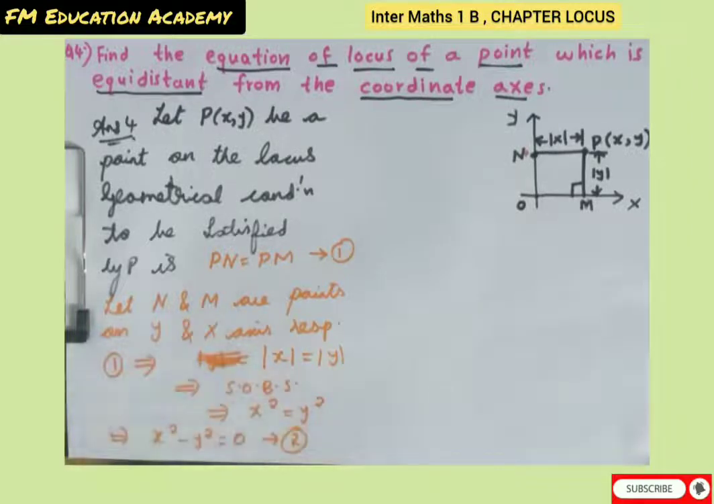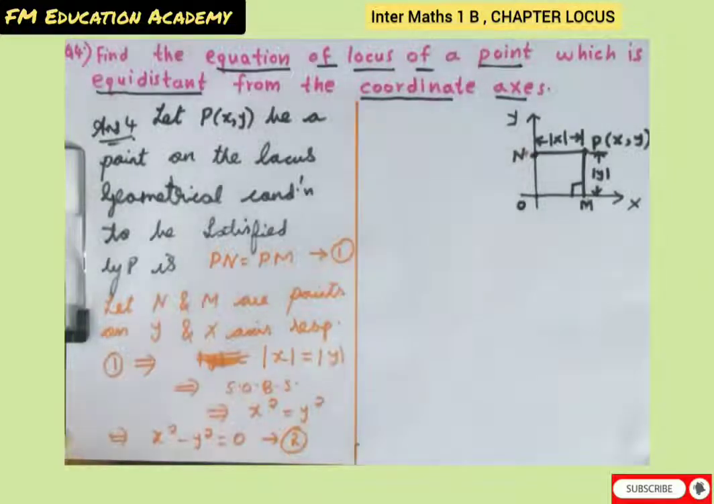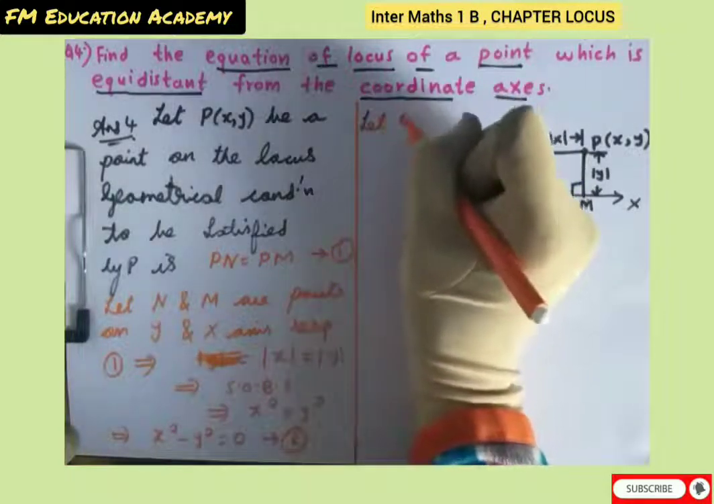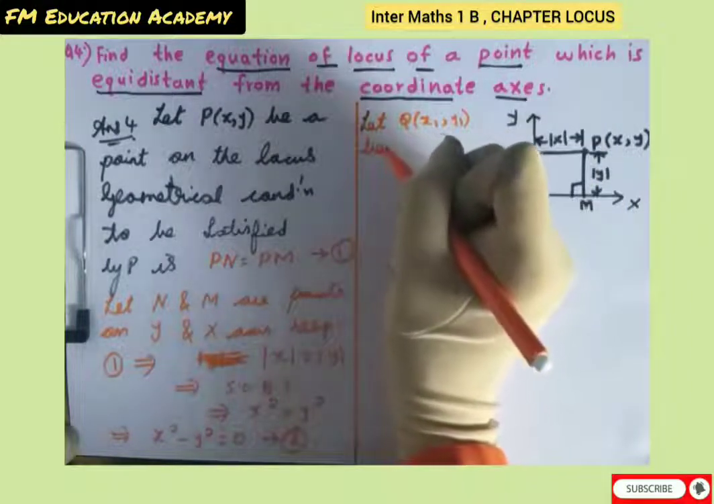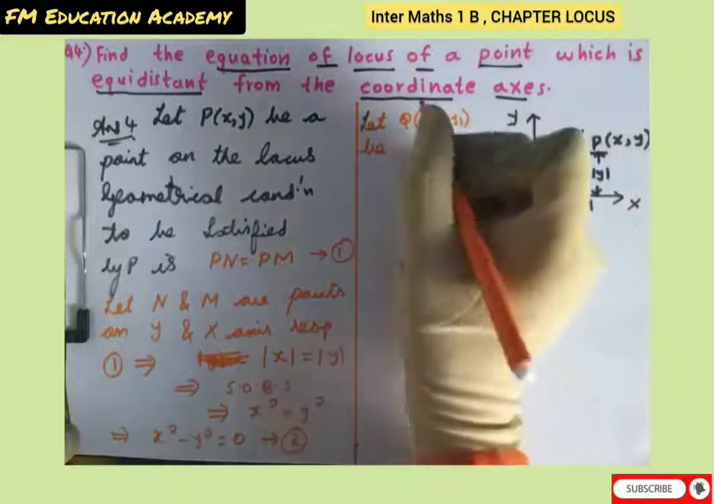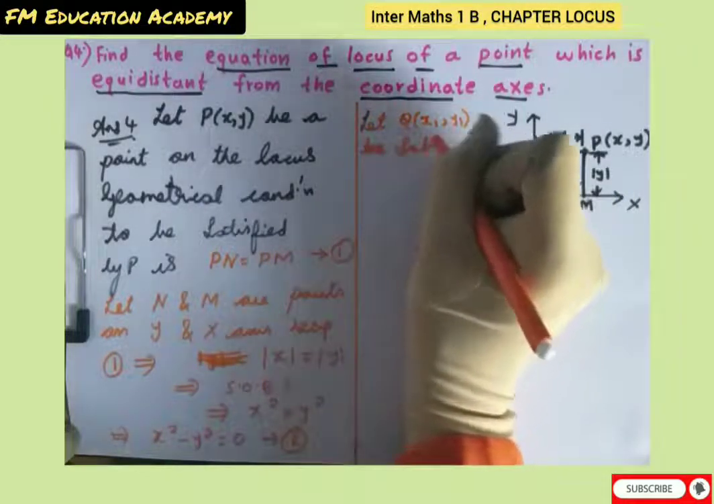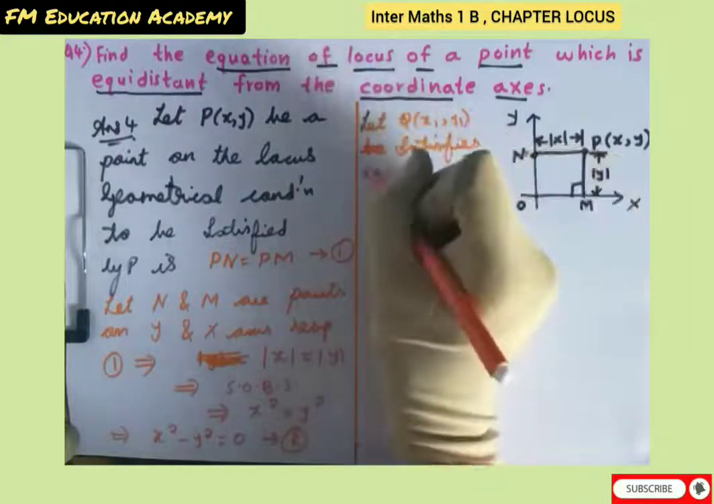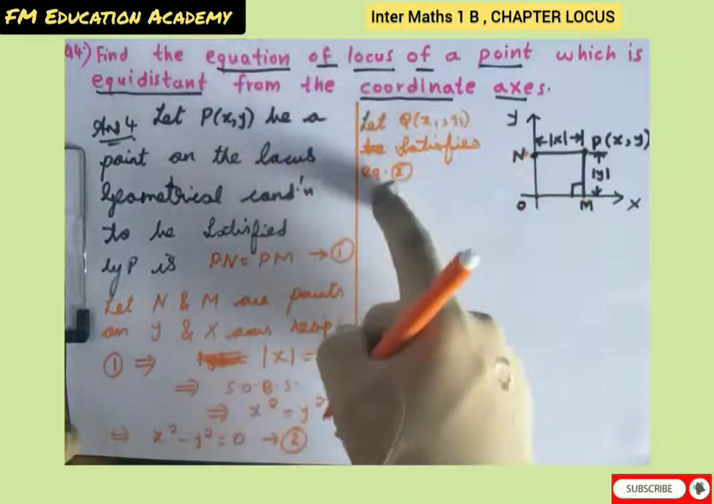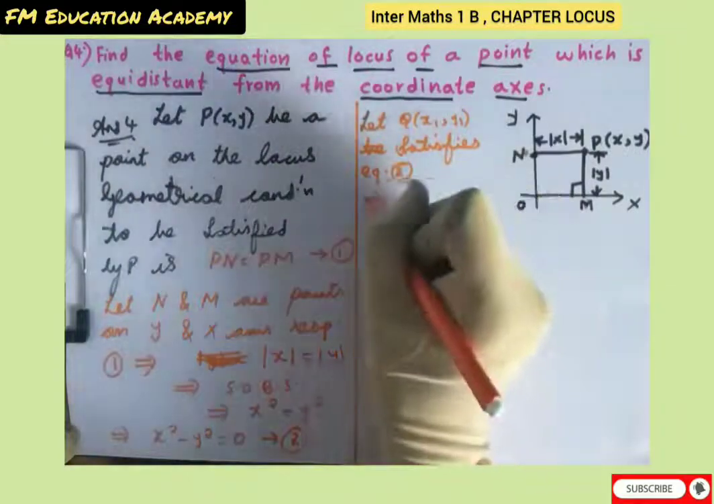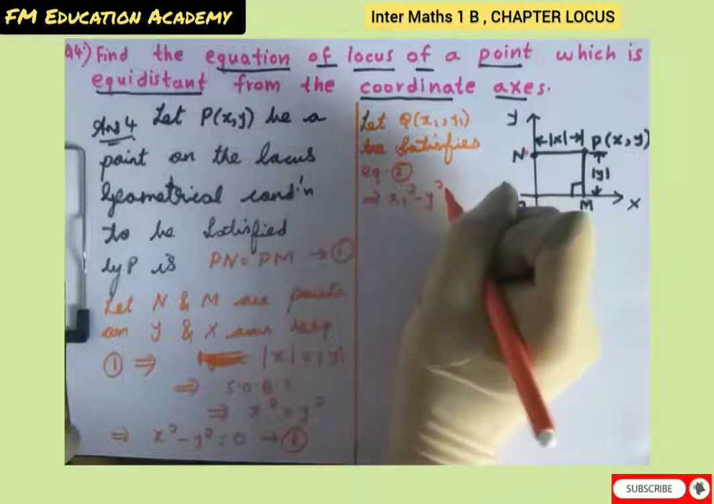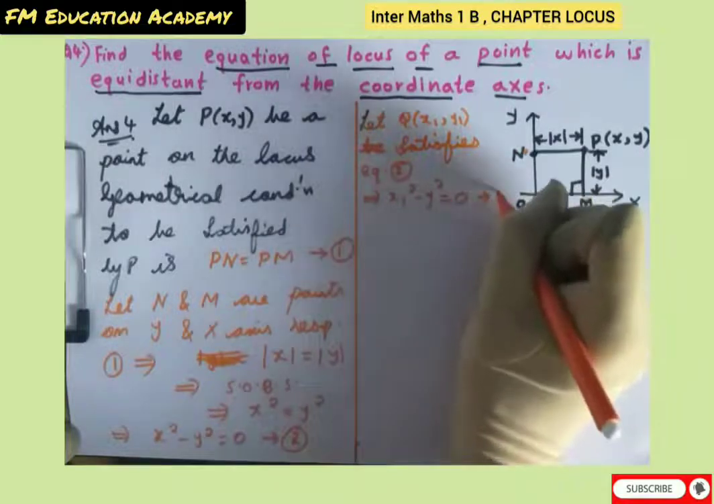Now for finding the locus, we have to do the verification. How to verify? We will assume Q(x1, y1) is a point satisfying equation 2. Since Q(x1, y1) satisfies equation 2, in place of x and y we substitute x1 and y1. So x1 square minus y1 square is equal to 0. This is our third equation.